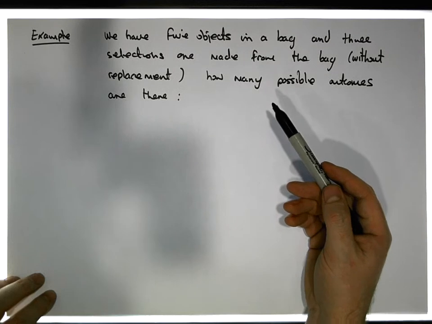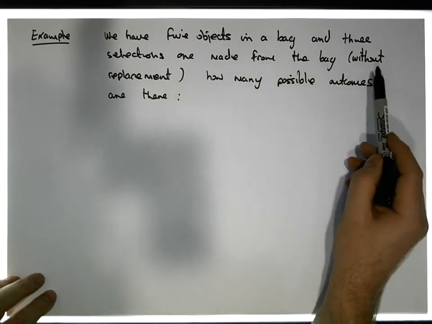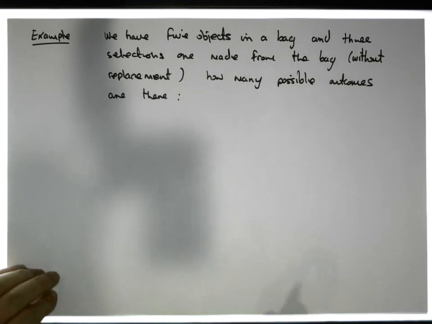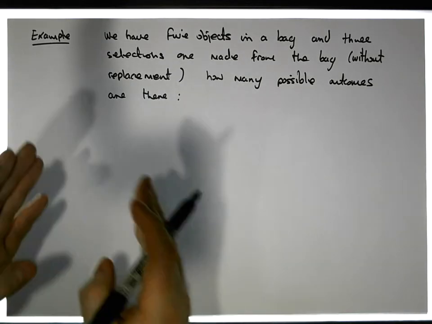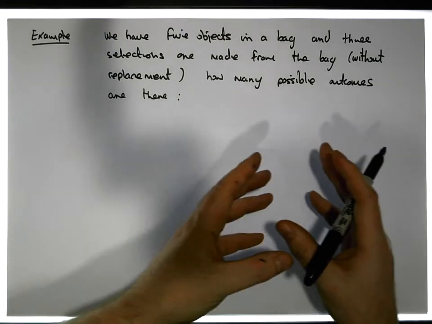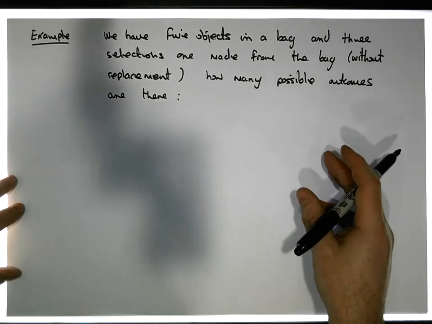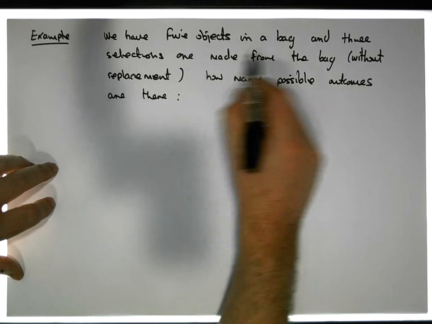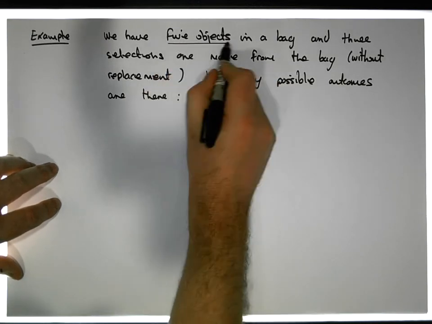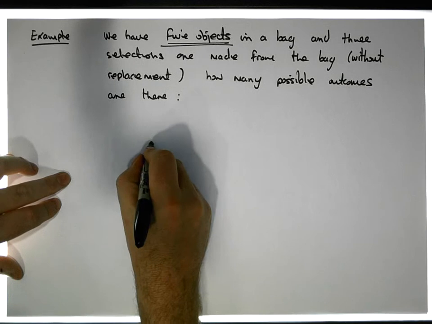After we perform each trial, we don't put the object back in the bag. So in this situation, because for each trial we have a different number of objects in the bag, we're going to go to counting rule number 2. The number of possible ways that the first selection can be made is, we've got in total 5 objects. So the number of possible ways for the first selection is 5.